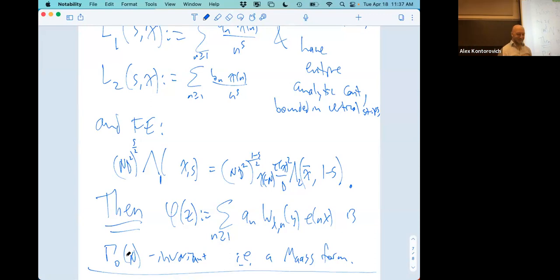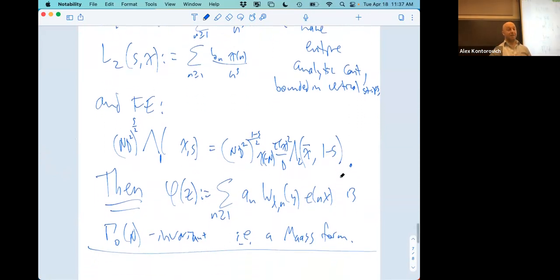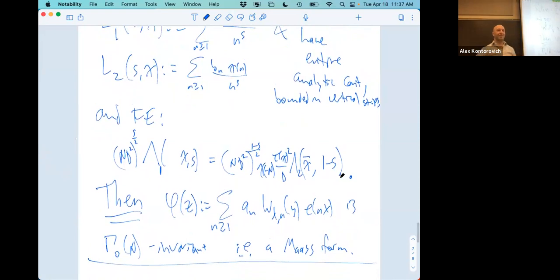You're going from one functional equation to infinitely many functional equations. In fact, only finitely many would already be enough. Well, it's an infinite group, the invariance under gamma naught n. Of course, there are only finitely many generators of gamma naught n. So technically, it's only finitely many, given the finite list of generators. That's right.